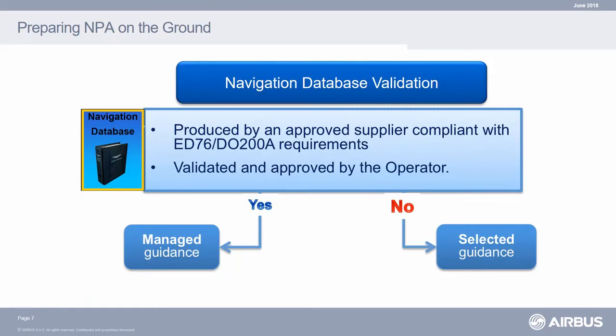The validation of the navigation database is required to ensure that the aircraft will fly the correct trajectory if you use a managed guidance. The navigation database is considered validated if it's produced by an approved supplier compliant with regulatory requirements and/or validated and approved by the operator depending on the FMS standard and on the approach type. When the NDB is validated, you can use managed guidance. And if it's not validated, you will have to use a selected guidance to fly the approach.